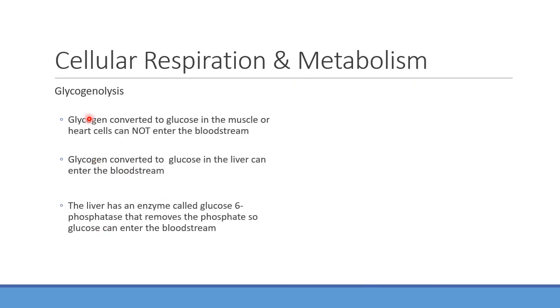Okay, so again, that glycogen gets converted to glucose within the muscle, but it does not enter the bloodstream. In the liver, it is able to be delivered there, and that's due to the liver having glucose 6-phosphatase. A phosphatase removes one of those phosphates, and so that allows it to get back into the bloodstream.